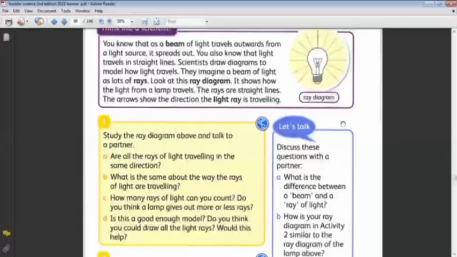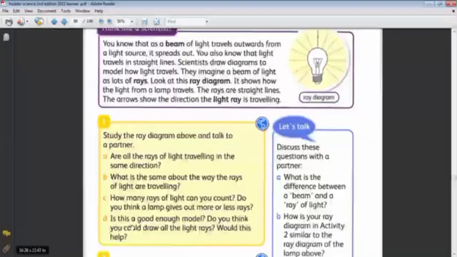Do you think a lamp gives out more or fewer rays of light? More. Yes, very good. It may be millions of rays, but we make a diagram to represent that light comes out from the lamp, but there are more than 13.